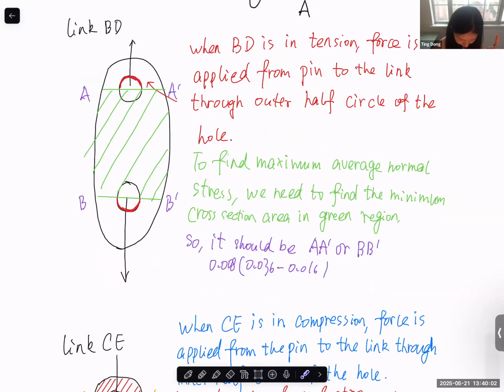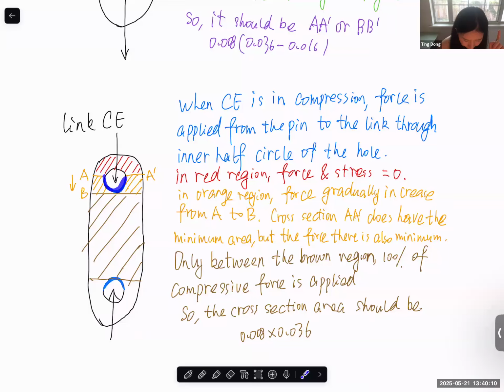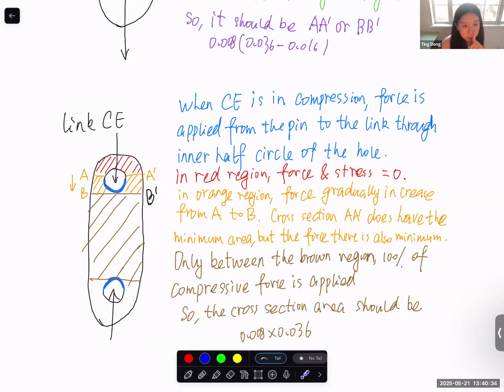For compression, again, if you know that for tension the contacting surface is this part, it's easy to understand. For compression, this should be the contacting area for the fastener and the plate and the link, right? And if this is a contacting area, then the total force applied gradually increases from AA prime to BB prime. Let's say the total normal force is N. Internal normal force is compression, but it doesn't matter.